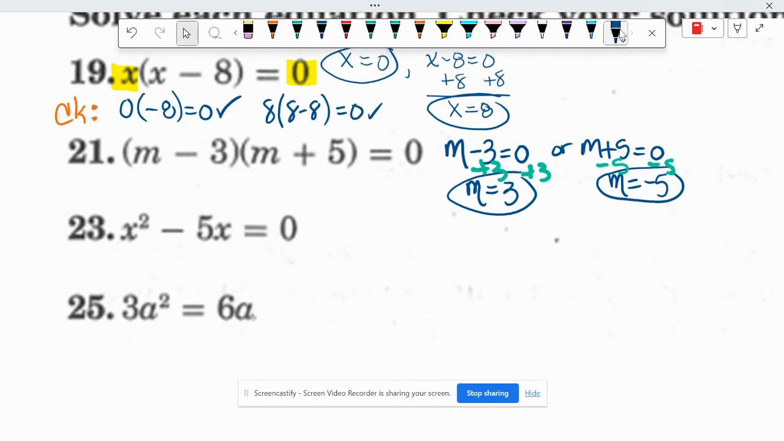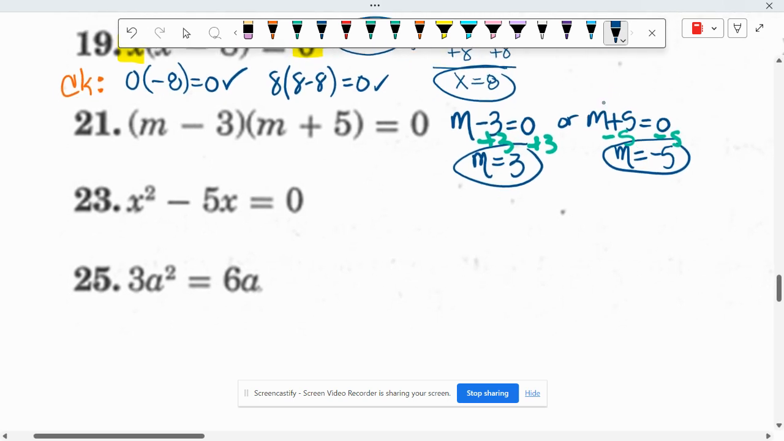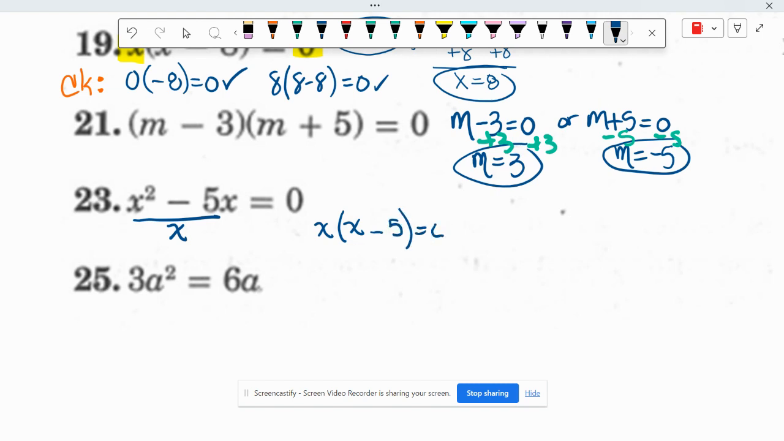What about example number 23? Is there a GCF? What is it? X. I have to take an X out. So when I do that, I have X times the quantity. Let's see, X squared divided by X is X. And -5X divided by X is -5. So either X equals 0 or X minus 5 equals 0. If X minus 5 equals 0, what is X? +5.